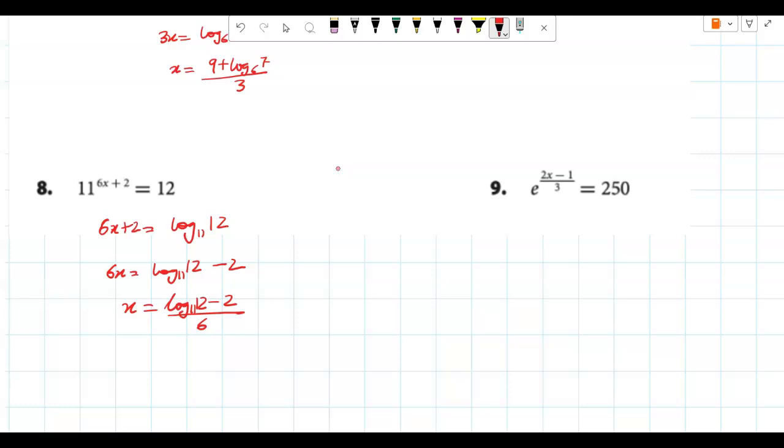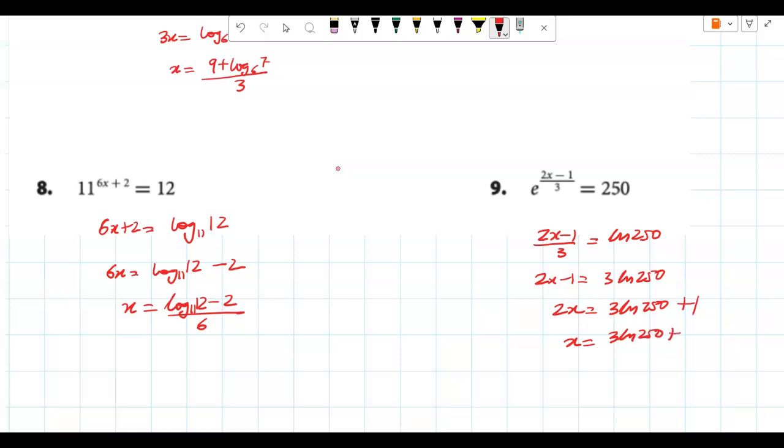This one, you could make the right side ln. So 2x minus 1 upon 3 is equal to ln 250. So then you can multiply that by 3, and then divide by 2. It's actually very easy, but you have to think systematically.